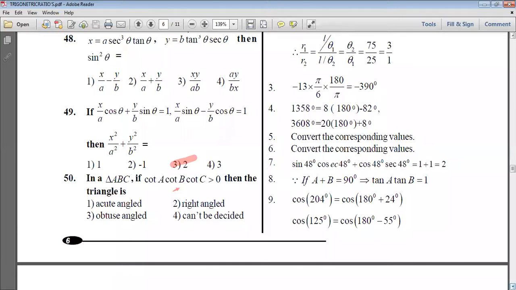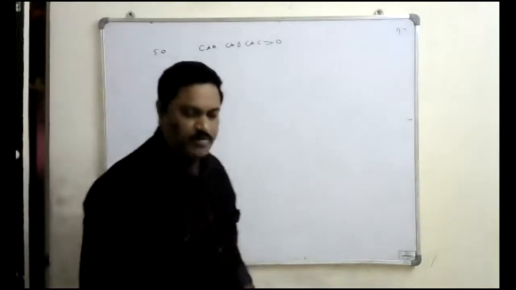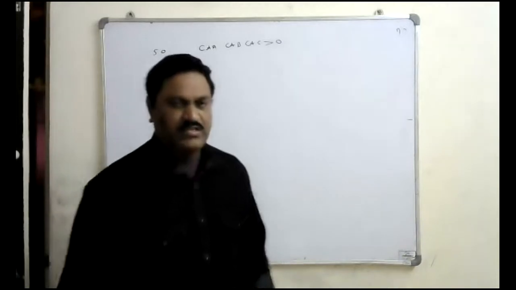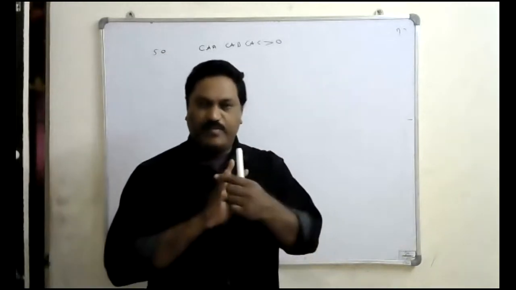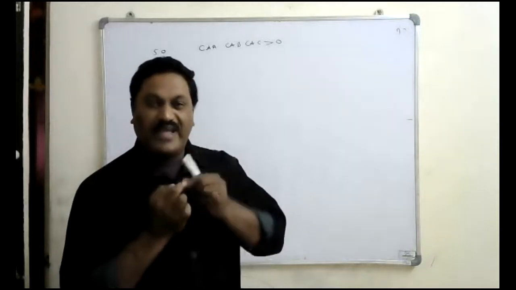So it is a simple logical question. Here all the angles are in triangle ABC. Then cot A into cot B into cot C is positive. So which triangle does it represent? Cot A into cot B into cot C is given positive, right? In a triangle, three types are possible. It might be right angle, obtuse angle, or acute angle.